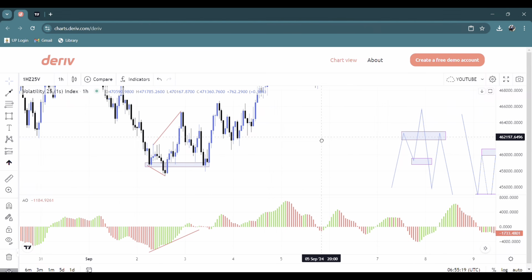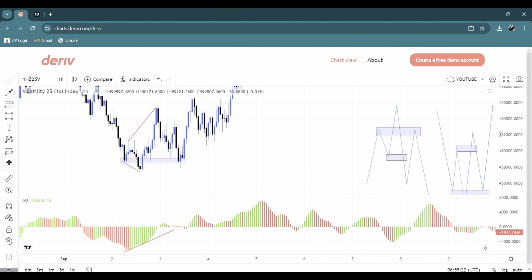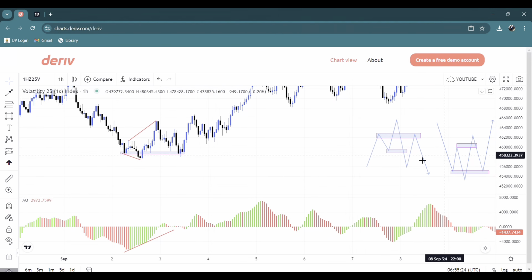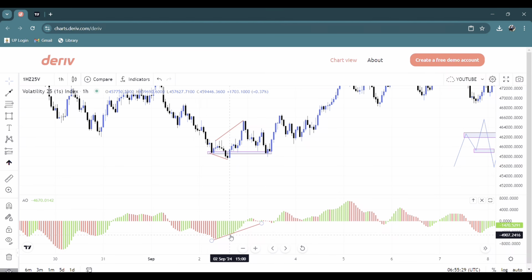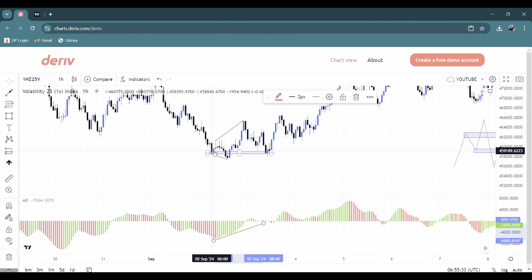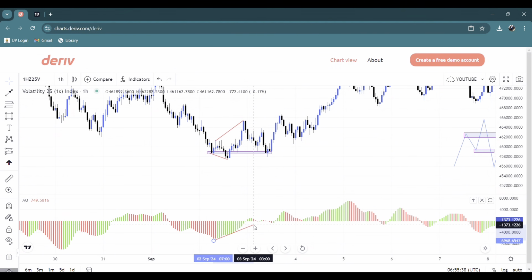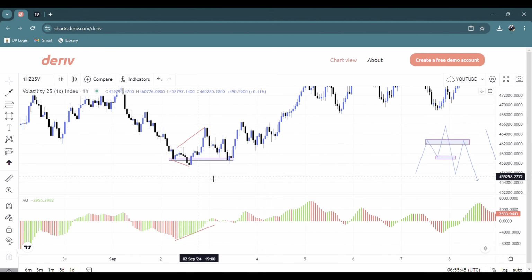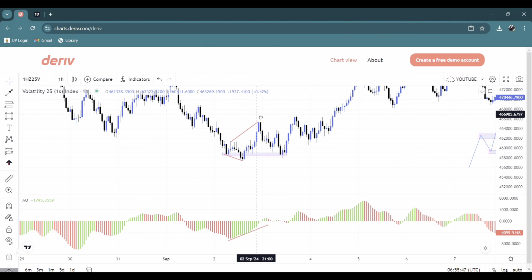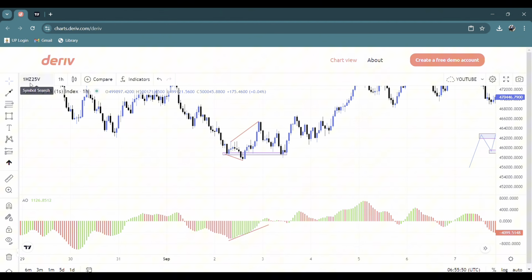So here, as you can see, we have this normal QM. Therefore, we will be looking for regular divergence, and as you can see here, the price was making lower lows, whereby this AO was already starting to make higher highs, and therefore, as you can see, break of structure, right? Break of structure, change of character. We have our QM using what? Regular divergence.